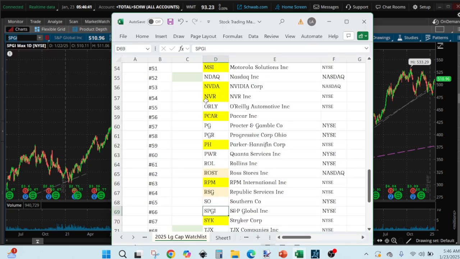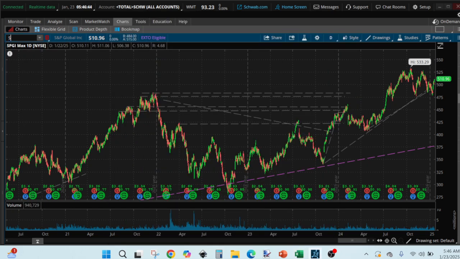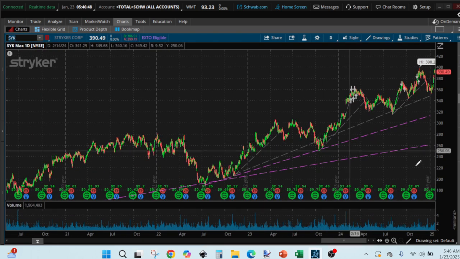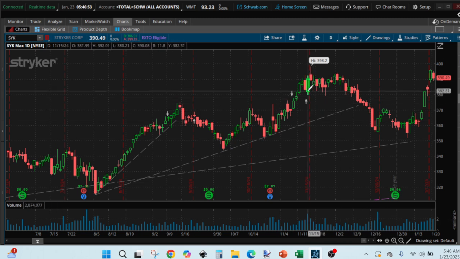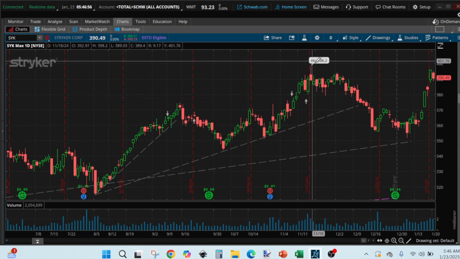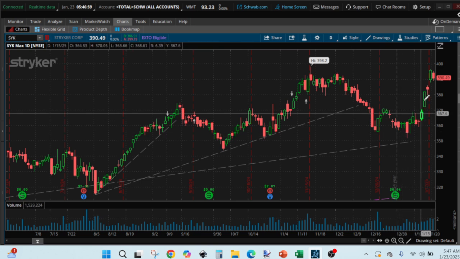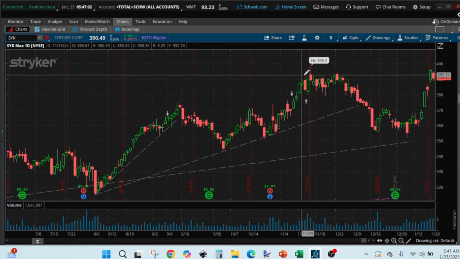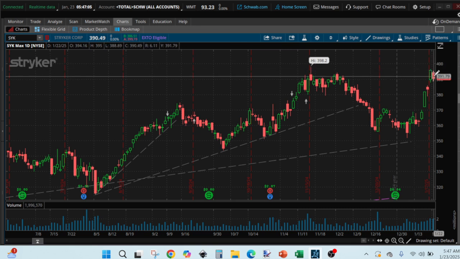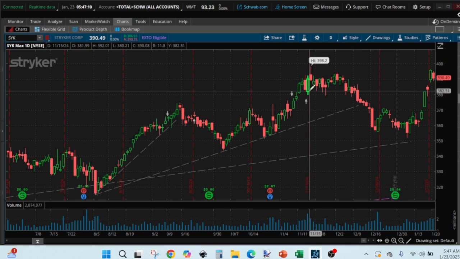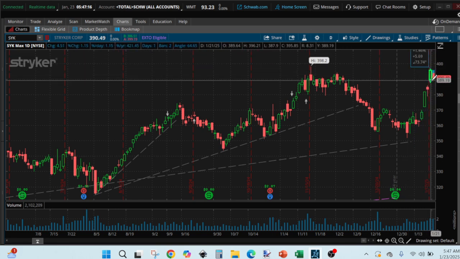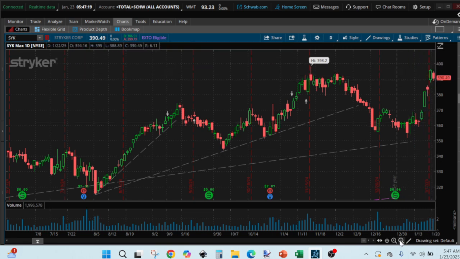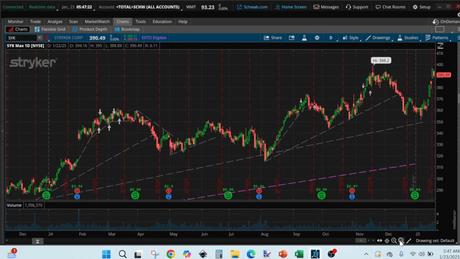So the next one is SYK. We purchased it there. It reached a peak right after and then fell back, and now it started going up and it is higher than where we bought it. It pulled back yesterday, but it could create a peak. So you can see where we bought it in November. It took almost 2 months before it is close to reaching that peak again.